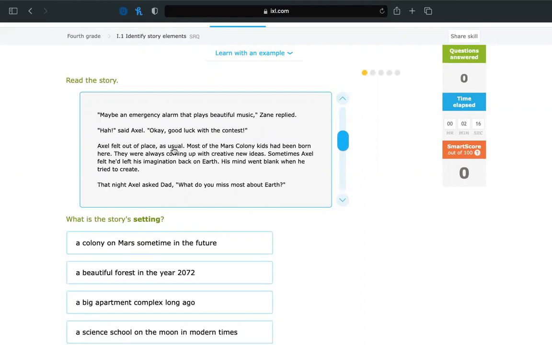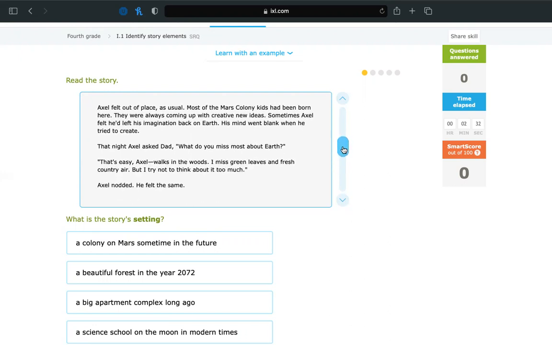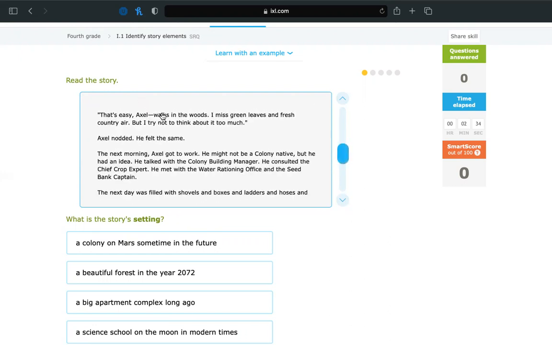Axel felt out of place as usual. Most of the Mars Colony kids had been born here. They were always coming up with creative new ideas. Sometimes Axel felt he'd left his imagination back on Earth. His mind went blank when he tried to create. That night, Axel asked Dad, "What do you miss most about Earth?" "That's easy," Dad said. "Walks in the woods. I miss green leaves and fresh country air, but I try not to think about it too much." Axel nodded. He felt the same.